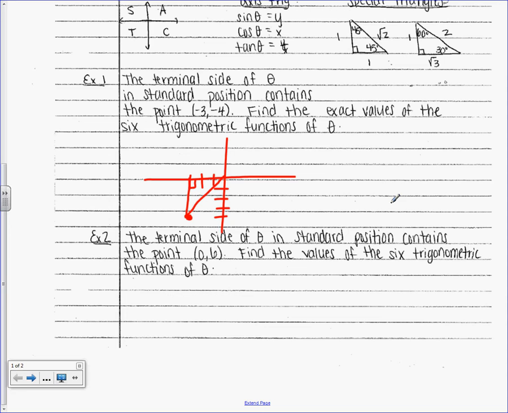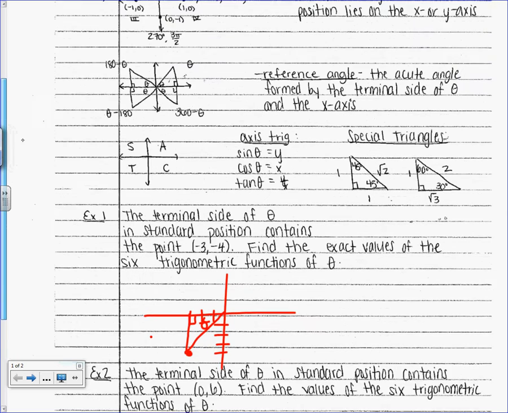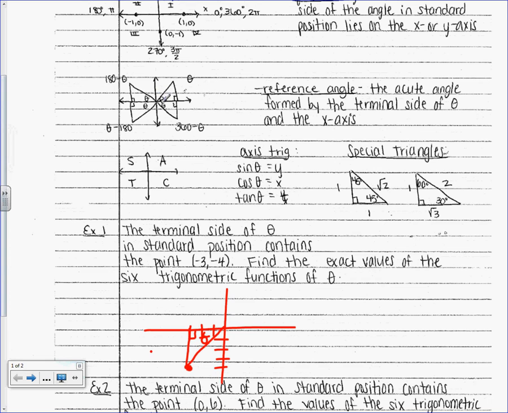Okay? So theta is right here. It's always off the origin. So again, if you go back to that bow tie, see how theta is off the origin? Okay? So they want the six trig functions. We have to fill in these sides. This is negative 3 because I want left 3. This is negative 4 because I went down 4.